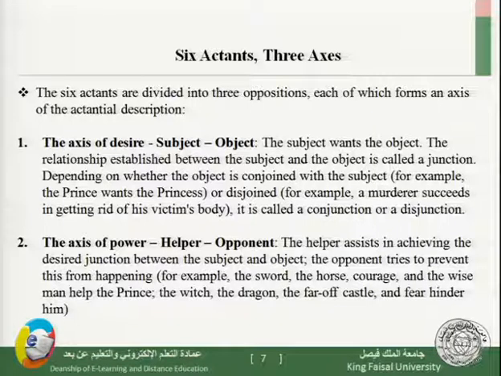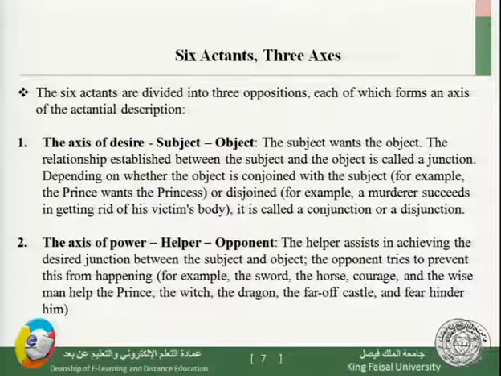The helper assists in achieving the desired junction between the subject and the object, right? So the subject has a dead body, he wants to get rid of it, right? The helper is anything or anyone that helps him achieve that. Or the subject is a prince who wants to marry the princess. Anything or anyone that helps the prince marry the princess is the helper. The opponent does the opposite. The opponent tries to prevent this from happening.